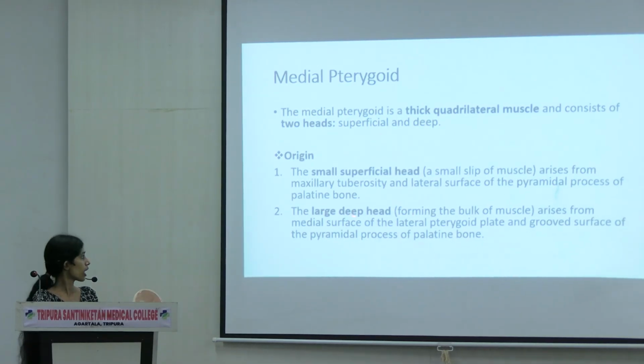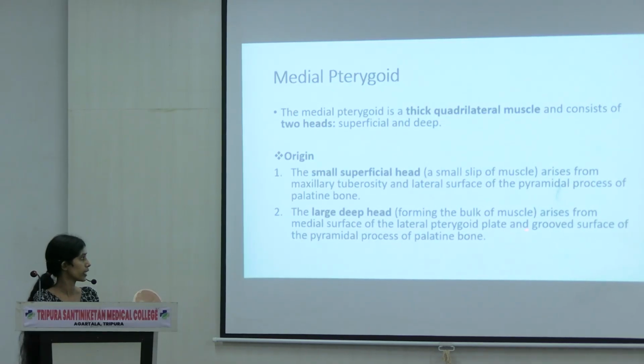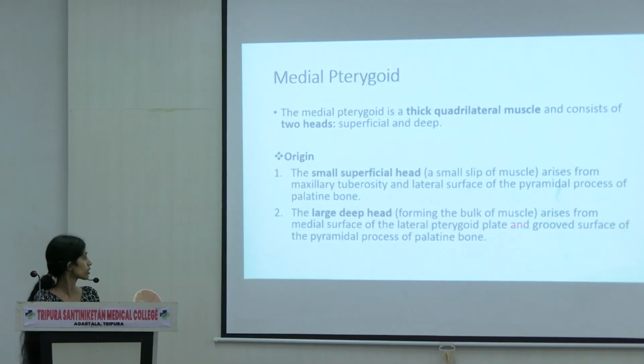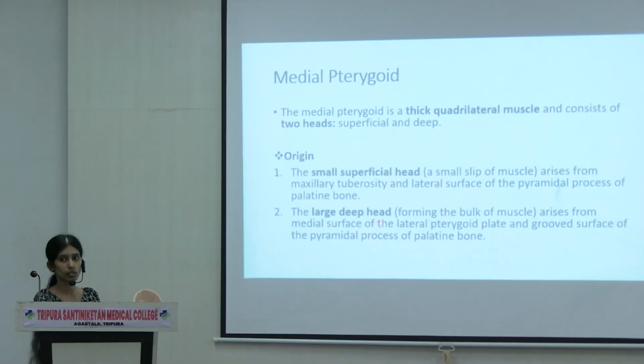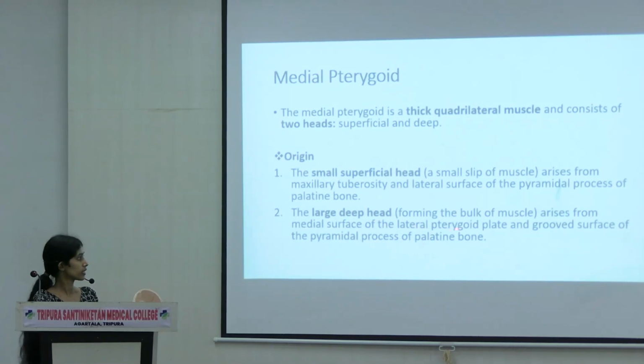Palatine bone. The large deep head arises from the medial surface of the lateral pterygoid plate and the grooved surface of the pyramidal process of the palatine bone. So all you have to remember is the superficial head arises from the maxillary tuberosity and from the palatine bone, and the deep head arises from the lateral pterygoid plate and from the palatine bone.